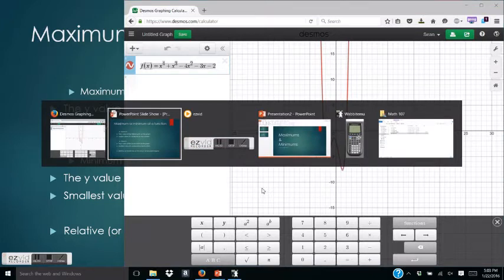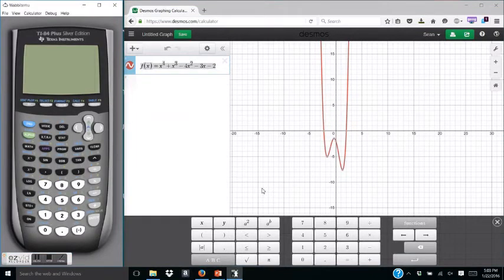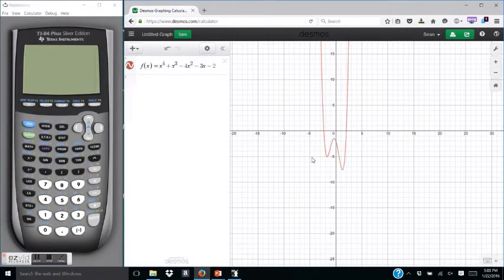Back over here to Desmos, and let's grab our calculator as well. If we look at this function here, you see that it comes down, bottoms out here, but it's not the lowest point on our graph. Then it comes back up, peaks, but it's by no means our tallest point. Back down, well, here's our actual minimum, and then it goes back up. So, let's actually take a look at these points.